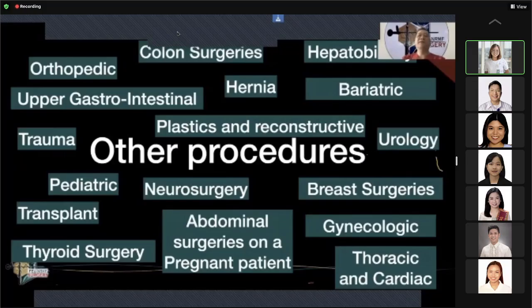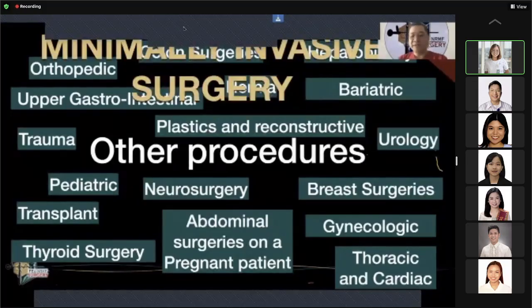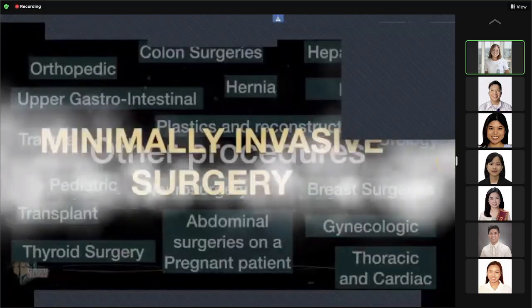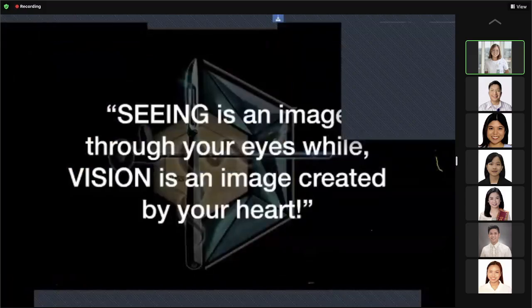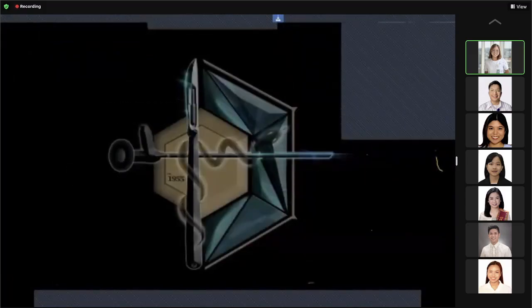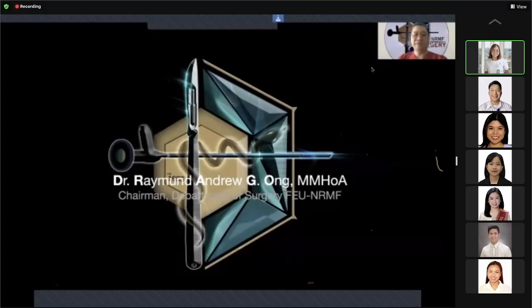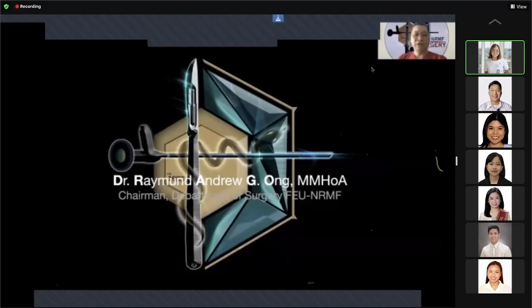So that is minimally invasive surgery, its principles, and overview. Seeing is an image through your eyes, while vision is an image created by your heart. So as you have noticed, there was such an evolution. There are a lot of innovations that were done for minimally invasive surgery, and we are enjoying them now. I think most of it now, because we have the best technology now in minimally invasive surgery. And the secret there is innovation.